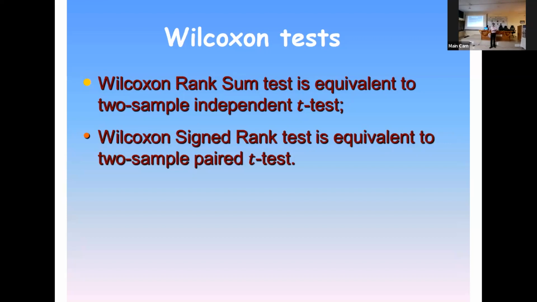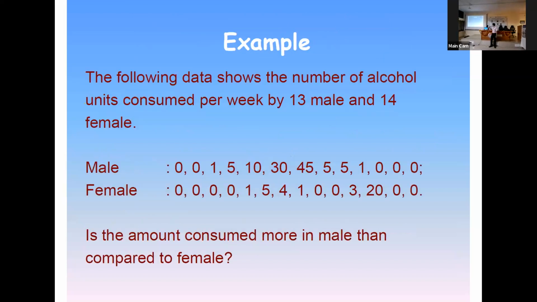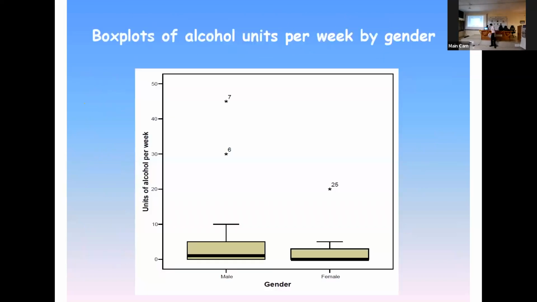Okay, so see, first one is equivalent to 2 sample independent tests. You have 2 samples, you can use t-test if everything is okay. Otherwise you can use Wilcoxon rank sum test. And if there is pairing, you can use this signed rank. What are the examples? And this is important to know.